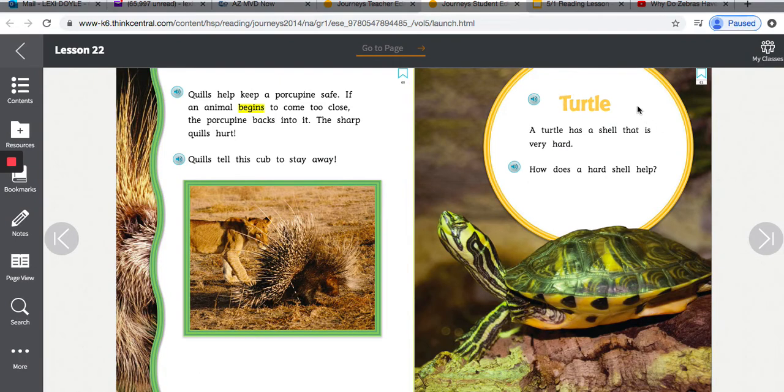Turtle. A turtle has a shell that is very hard. How does a hard shell help? Turn and talk.